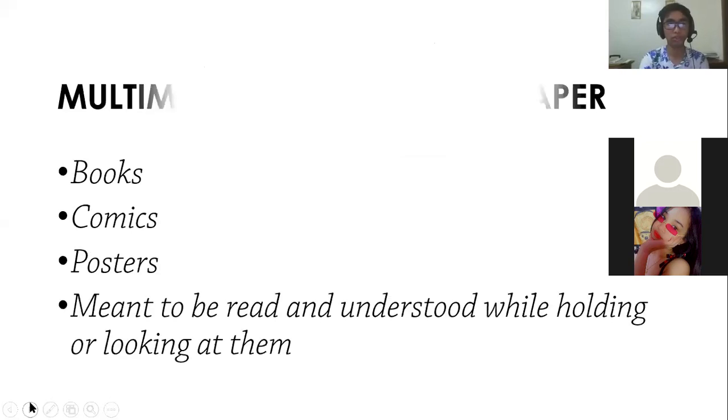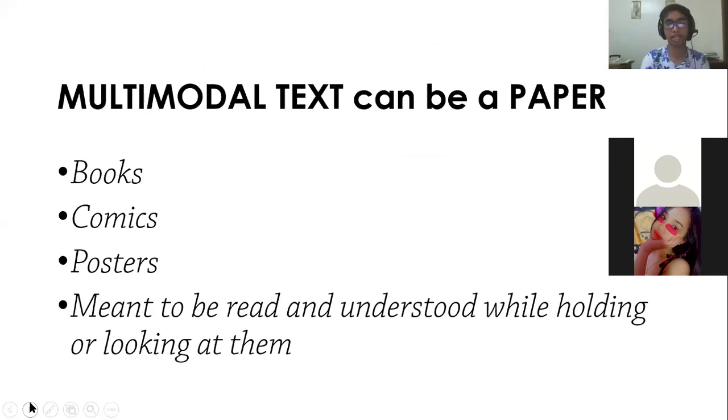So moving on, multimodal texts can be paper. Examples are books, comics, posters. They are meant to be read and understood while holding or looking at them. So a multimodal text can be a paper in the form of comics, posters, and they are meant to be read and understood.